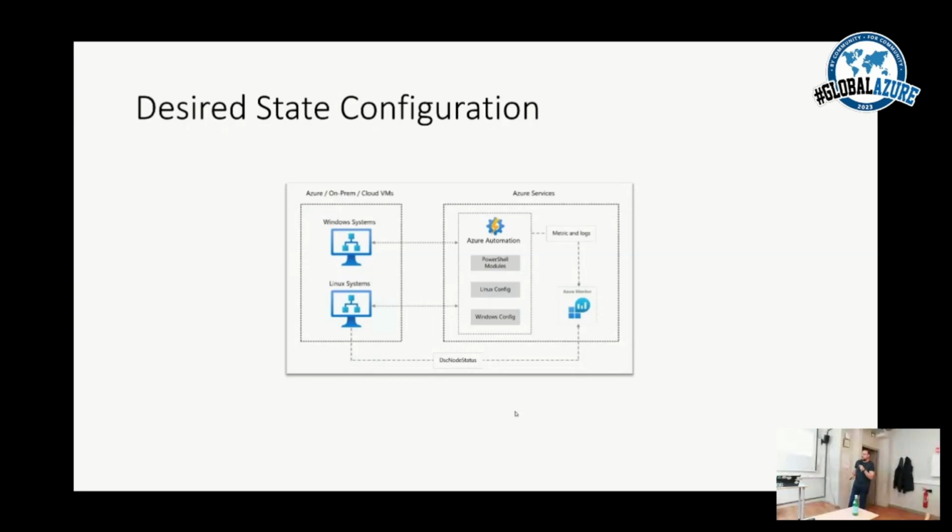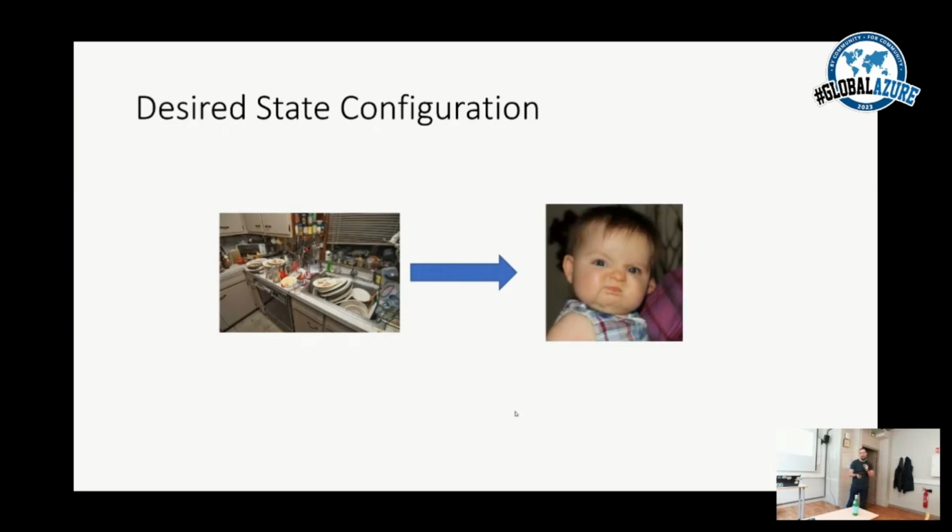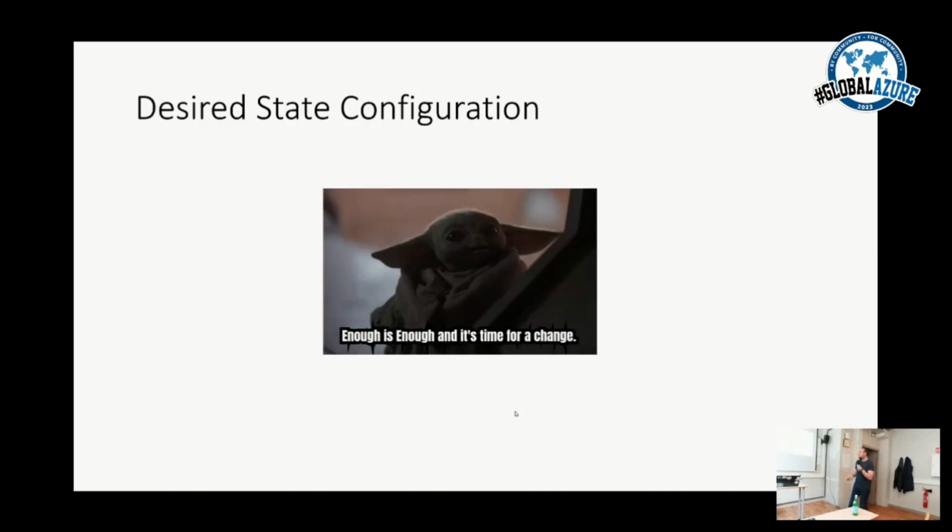Desired state configuration. For desired state configuration, I was thinking maybe it's better to go through one example to get a better understanding of it. Imagine that you have a roommate who is very messy. You always have a problem with this guy, and every time you go to the kitchen, your face is like this because there is a mess there. So you think enough is enough.